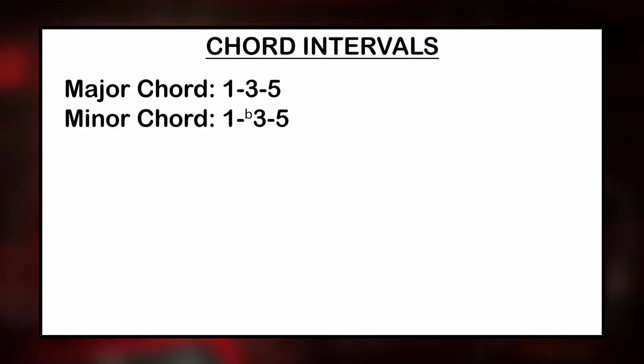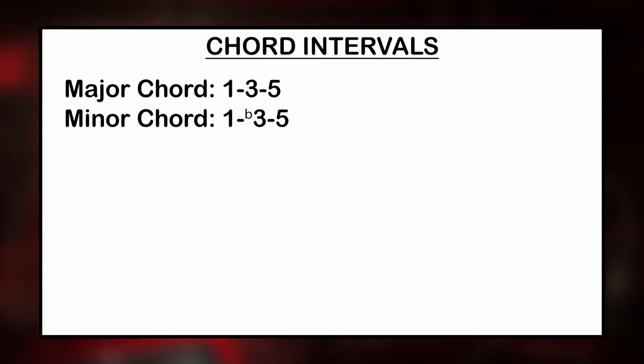So what is a chord? A chord is typically three notes or more played together, but not just any notes. If you want your chords to sound good, the notes need to be in harmony with each other. The way we do this is by using scales and chord intervals to figure out which notes should be played. For example, in a major chord, we want the first, third and fifth notes of the scale. In a minor chord, we use the first, the flat third and the fifth.